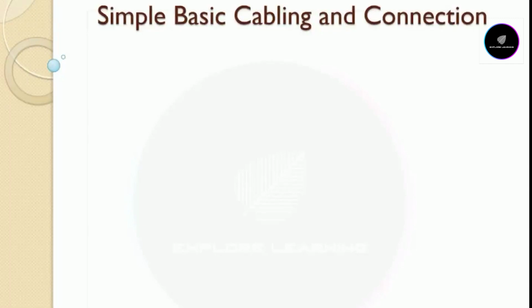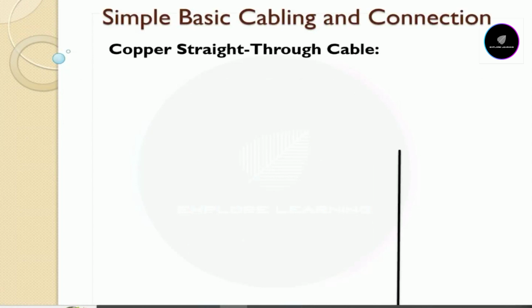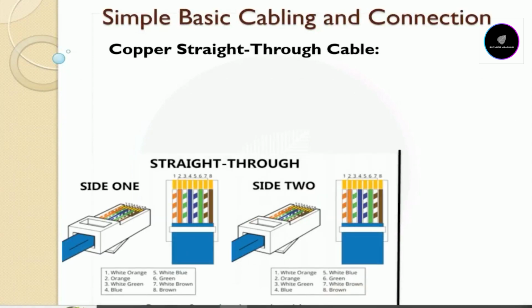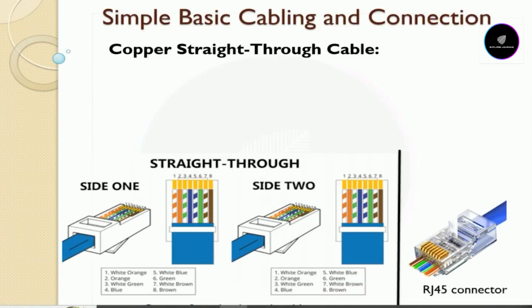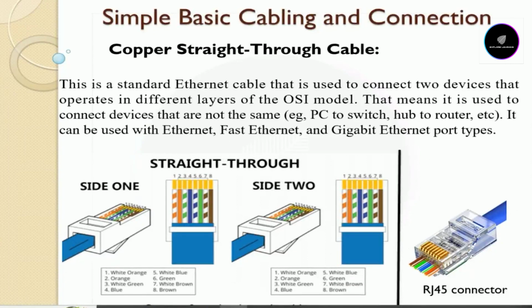All right, let's talk about simple basic cabling and connections. So you have another interesting cable, which is a copper straight through cable. The copper straight through cable has both ends with an RJ45 connector. We use the copper straight through cable to connect devices that are not similar. For example, if we want to connect a PC to a switch, we have to use the copper straight through cable. If you want to connect your hub to a router, we have to use the copper straight through cable. If you want to connect a switch to a router, we have to use the copper straight through cable.